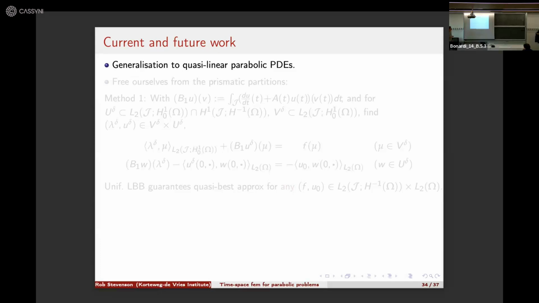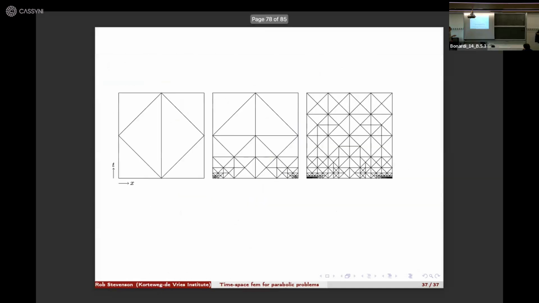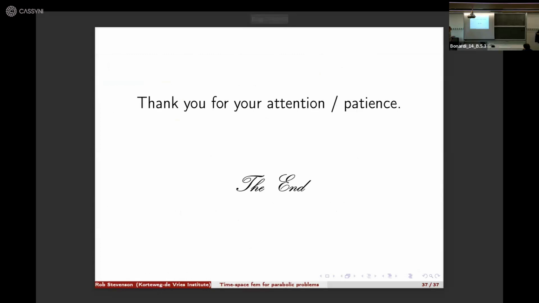Okay, and here's something more that I skipped. Meshes. Thank you for your patience and attention.